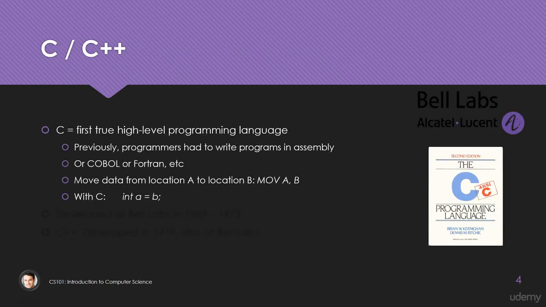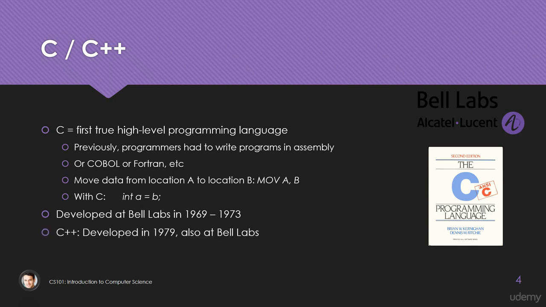Let's talk a little bit about C and C++. We won't be covering that in this course actually, but that was the first true high-level programming language. Before that, people used to write programs in assembly, which was very hard to write. For example, you would write code in assembly to move data from one location to another. In C, you basically assign variables to each other, and it makes it much simpler. It was developed at Bell Labs in the late 60s, early 70s, and C++ is a follow-up which introduced paradigms such as object-oriented software and classes, which are still very popular today in other programming languages. That was developed in the late 70s, also at Bell Labs.